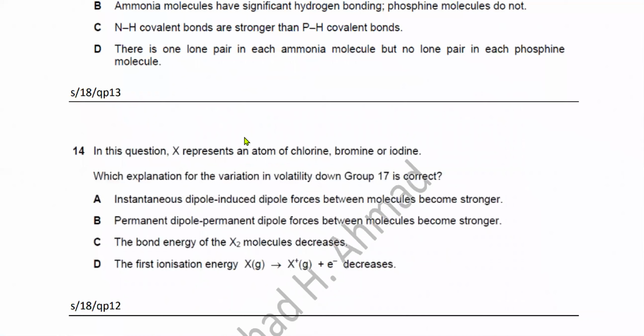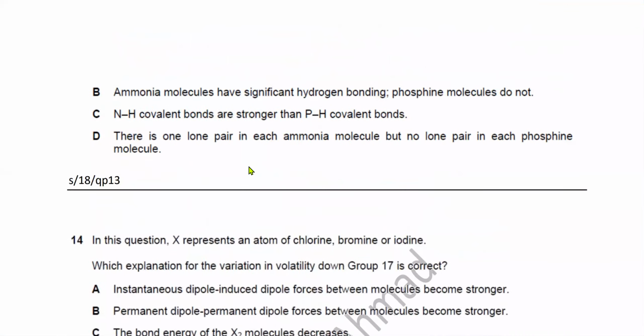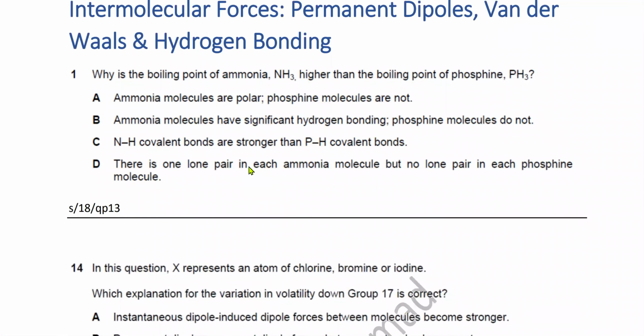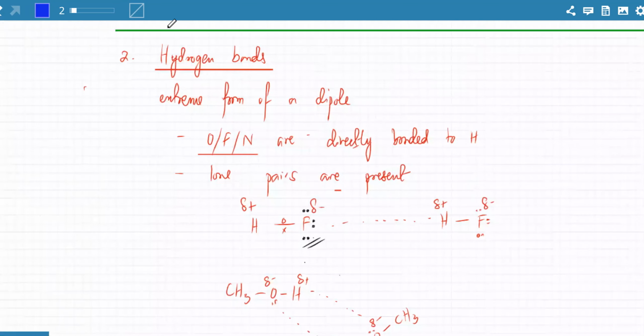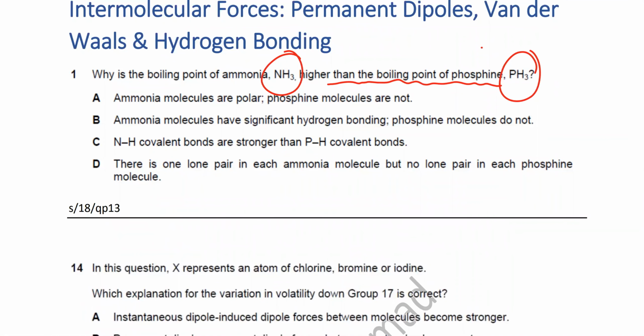For example, over here you've got intermolecular forces questions. So, for example, over here, he's saying that NH3 has a higher boiling point than PH3. Why is that? So, what did I just tell you about hydrogen bonds? When are they formed? When either oxygen, fluorine, or nitrogen are directly bonded to H.